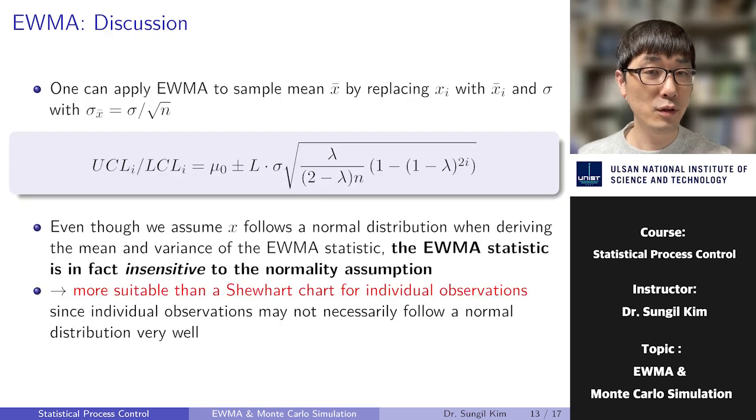Before we move on, a new topic about simulation-based methods for finding run length distribution. Let's wrap up the EWMA chart. We consider the individual observation for the EWMA chart, that is n equal to 1. The EWMA chart can be applied to a sample mean by replacing xi and sigma by the corresponding sample statistics. Then the formula for control limits changes accordingly.